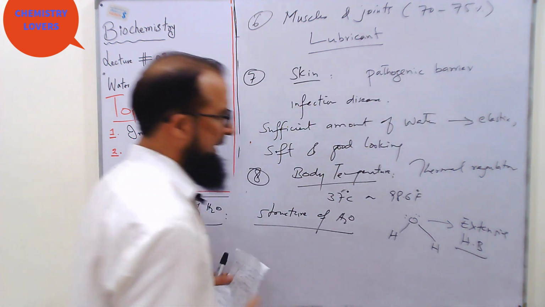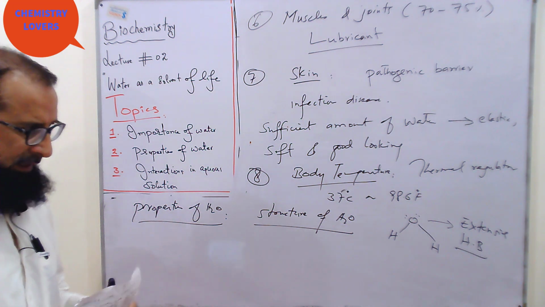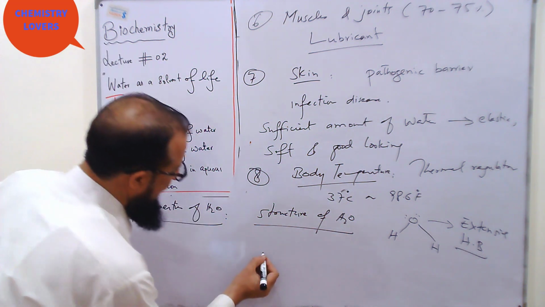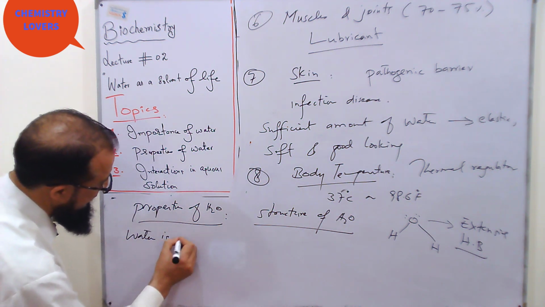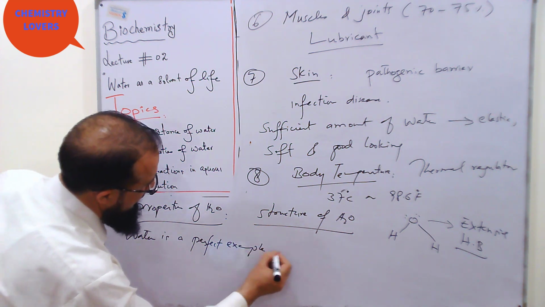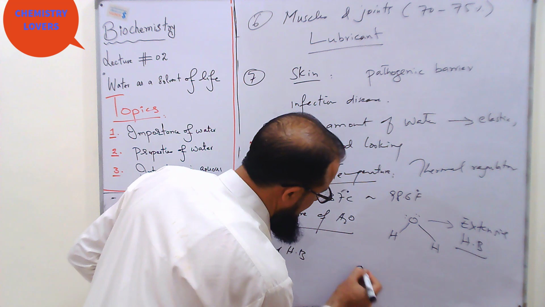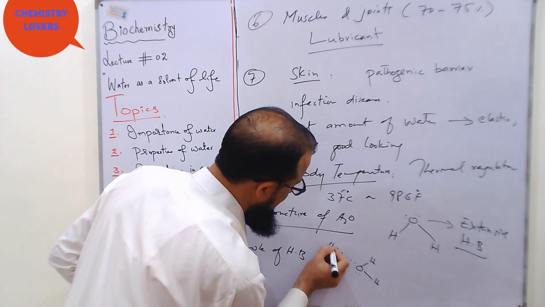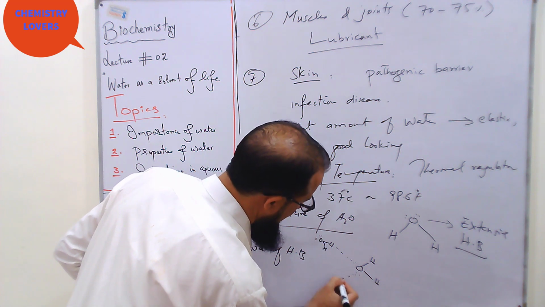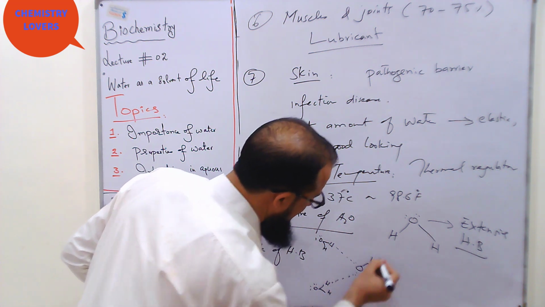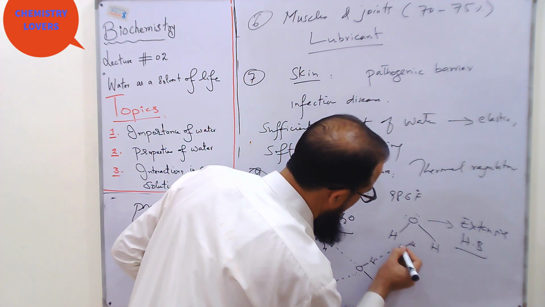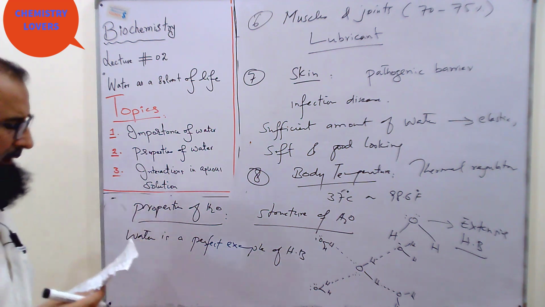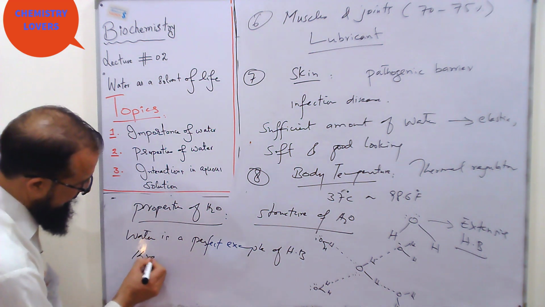As you know, hydrogen bonding always takes place when there is a bond between a more electronegative atom of one molecule and the hydrogen of another molecule. Water is a perfect example of hydrogen bonding. And that is why water shows unique behavior as compared to other liquids. And that is why water is also present in three different states.